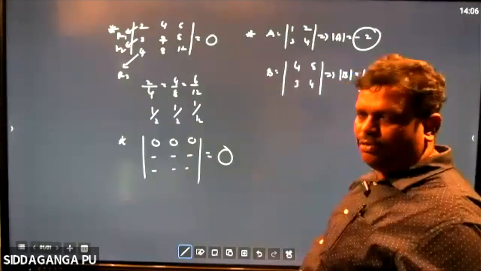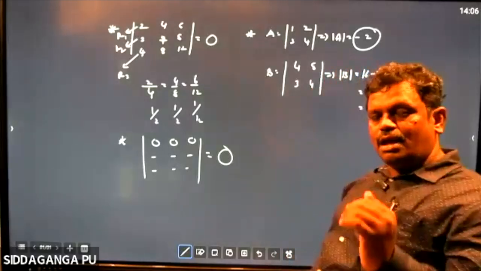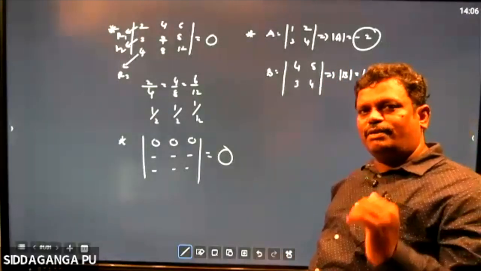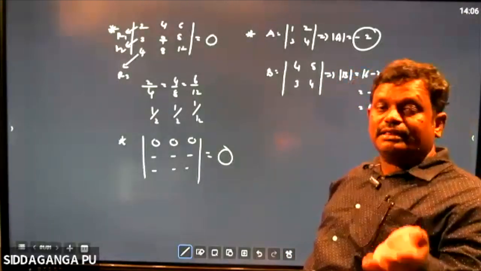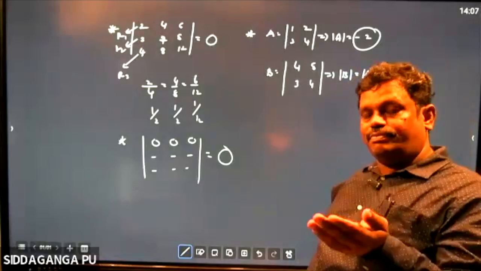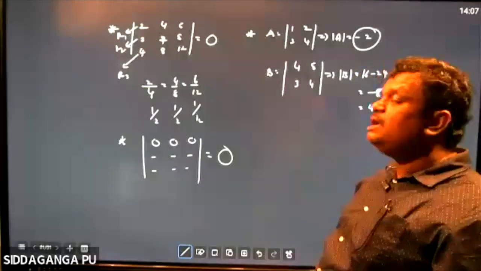So the property is: if we take any determinant and multiply any row or column by any number k, the resulting determinant's value is the original determinant value multiplied by k.